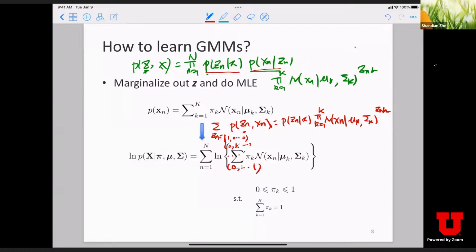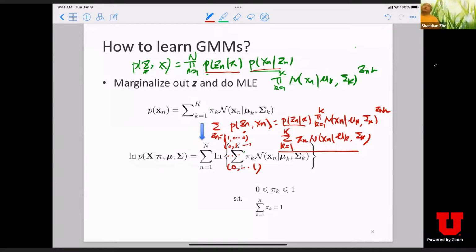For every possible choice, the first one-hot encoding corresponds to the data point belonging to cluster 1. The probability that the data point Xn belongs to cluster 1 will be pi k, and then the corresponding likelihood will be N of Xn given mu k, sigma k. Of course, you have to enumerate all possible cases from k equals 1 to K. It's fairly straightforward. Then you get the marginal distribution of a single data point Xn.